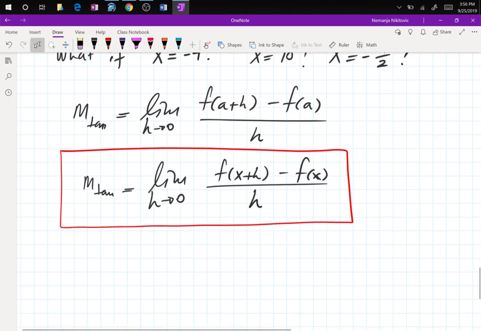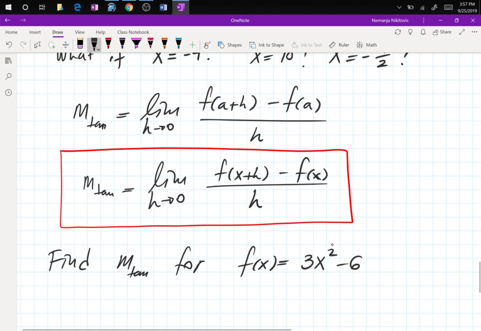So let's see. What are the specs? The specs are: find m tangent for f of x equals 3x squared minus 6. Note that I did not specify any points. I just said find the slopes. What are you going to find? You are going to find the formula where you can plug in any x and calculate the slope.